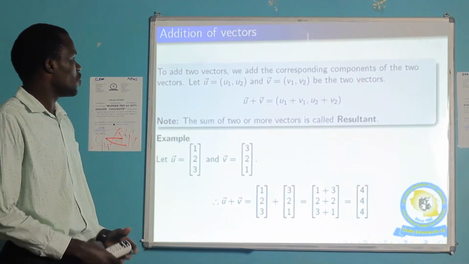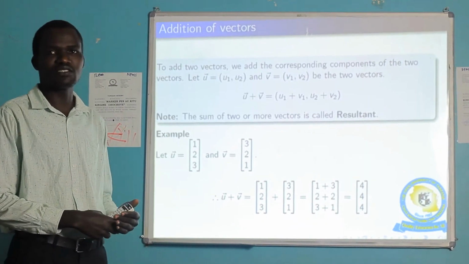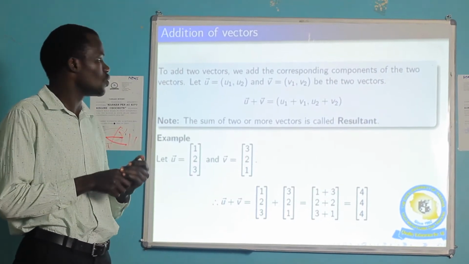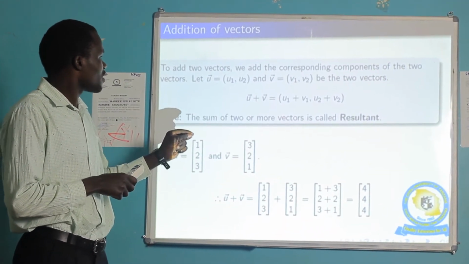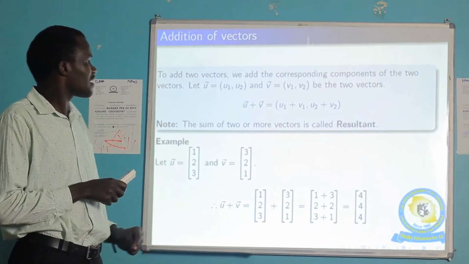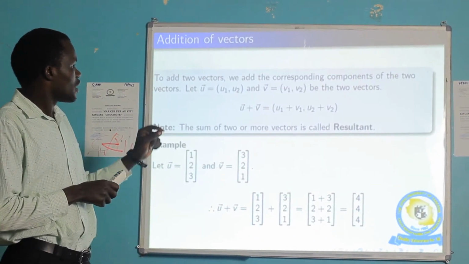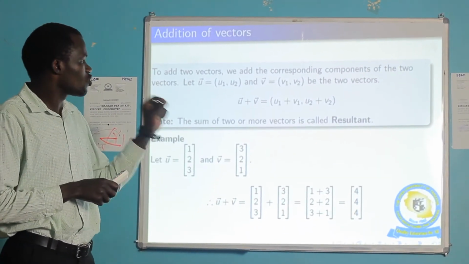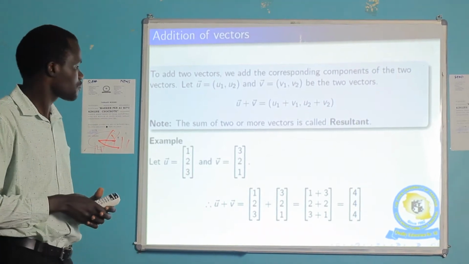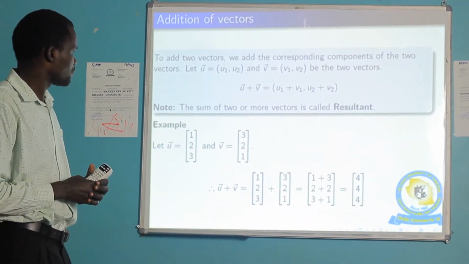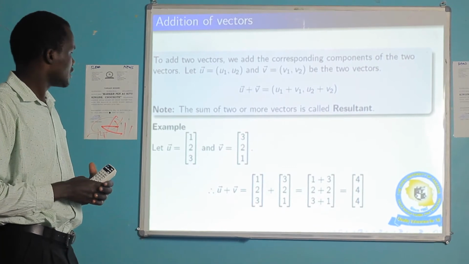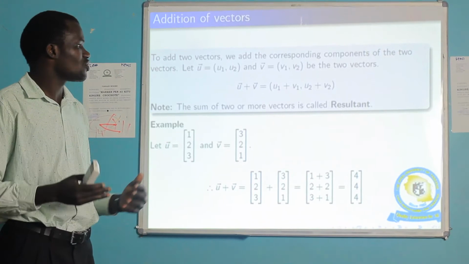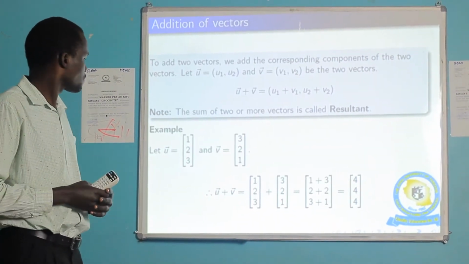So the vector u has two entries, u1 and u2. And vector v has two entries, v1 and v2. So vector u plus vector v is just taking u1 plus v1, comma, u2 plus v2, in pair. So let's see an example. Just to remind you, another thing is that addition of vectors results in the resultant of the vectors.